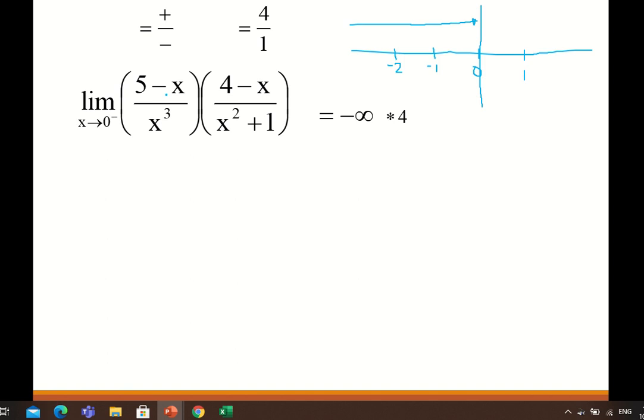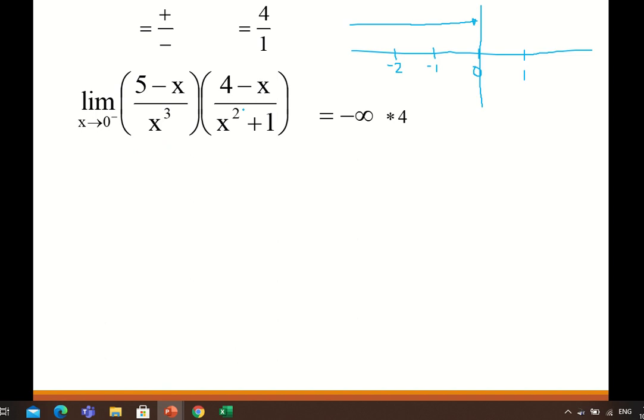Now if you have a very small number, you square that one, say for example, x is close to 0. What value close to 0? We can have, from the left, negative 0.000001. You cube that one, that becomes even smaller. So 5 minus that, what will happen? Minus a negative, so this becomes plus, so this becomes 5 point something, right? So 5 point something divided by a very small number, so the overall result becomes infinity.